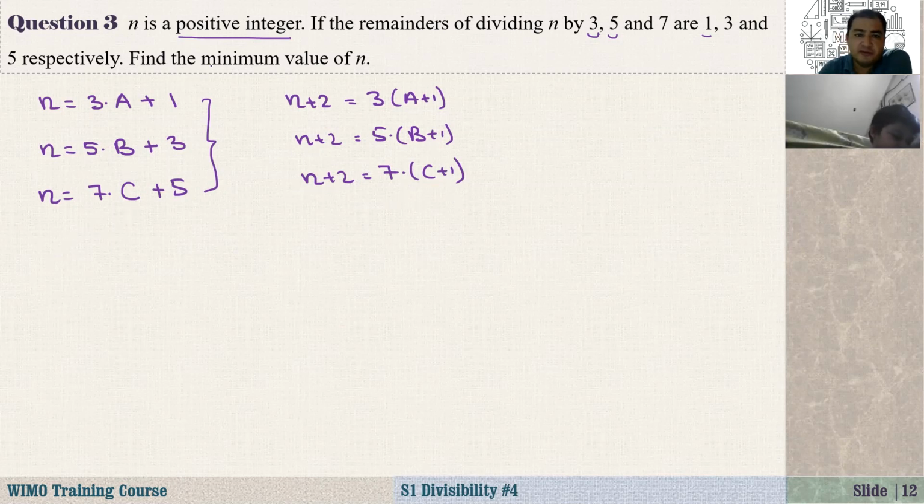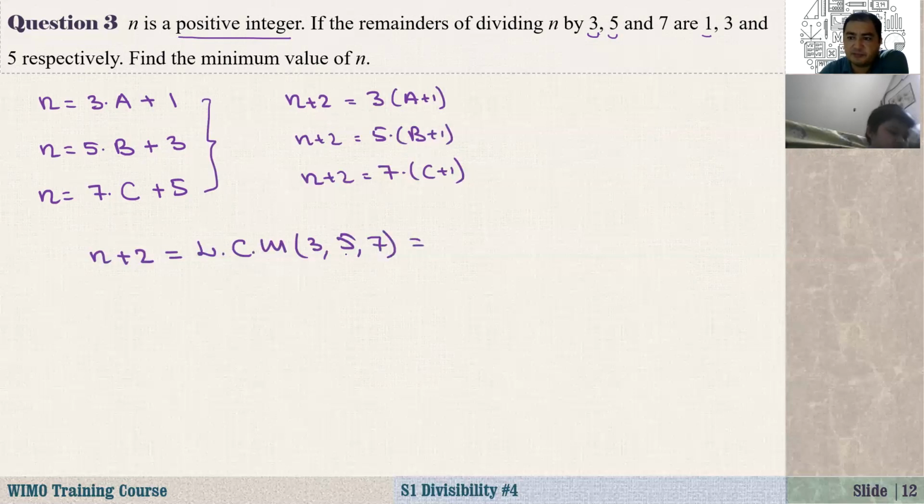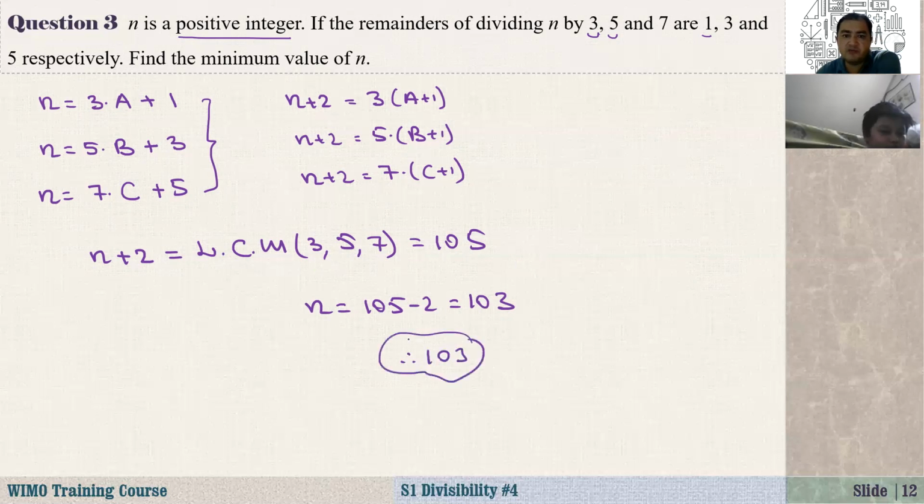So we are looking for the minimum value of n. So first, let me find n plus 2. What is n plus 2? It is the least common multiple of 3, 5, and 7. All of these numbers are prime numbers, so that is equal to 105. Now from here, what is n? N equals 105 minus 2, that is equal to 103. So the smallest number that leaves remainders 1, 3, 5 when divided by 3, 5, 7 is 103.